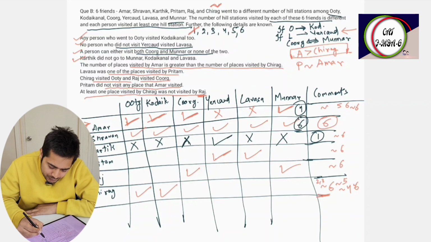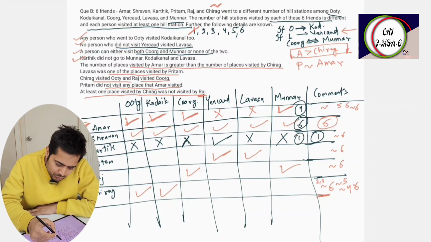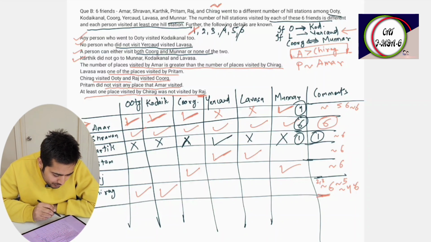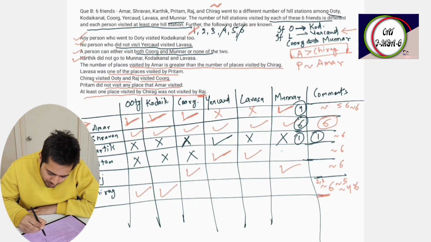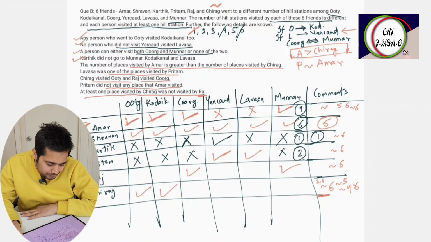Shravan is 6. This is 1. So 4 is taken, 6 is taken, 1 is taken, 2, 3 and 5 are left. Preetham did not visit any place that Amar visited. If Amar visited Ooty, Preetham not, Kodaikanal not, and Coorg not, Munnar not. So Preetham has to be 2. Now at least one place visited by... no, not 3 and 4, 3 and 5 are left.